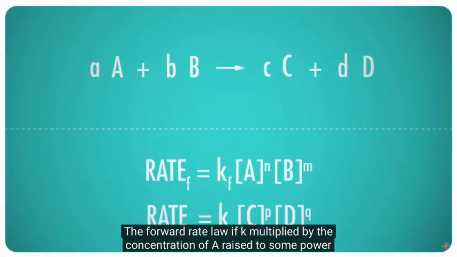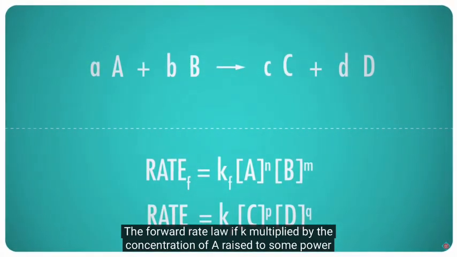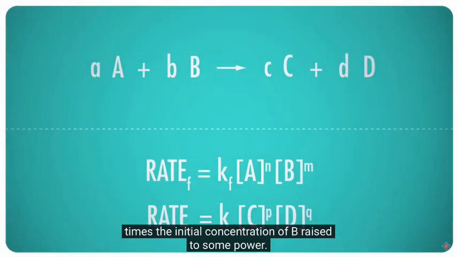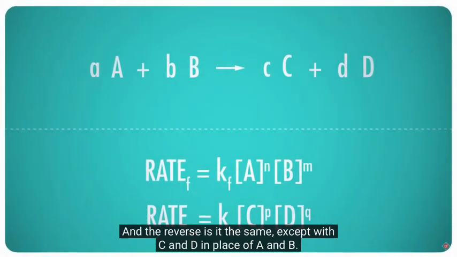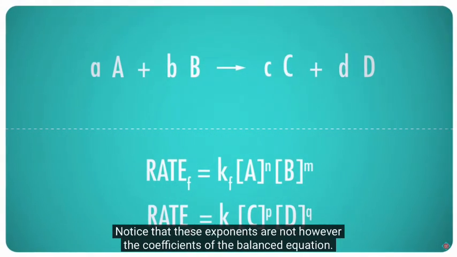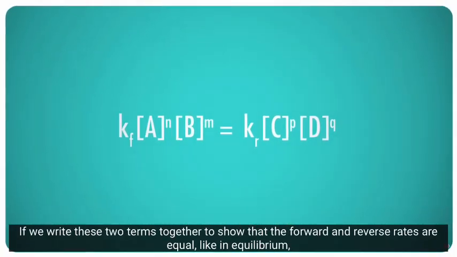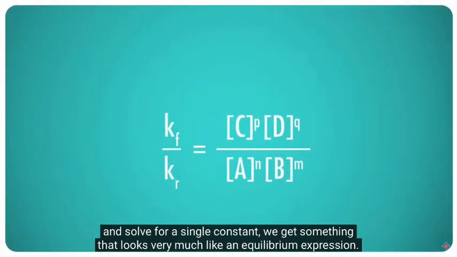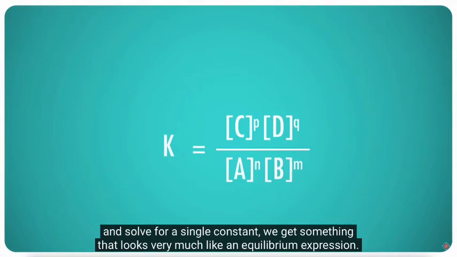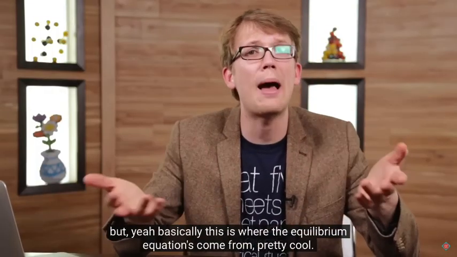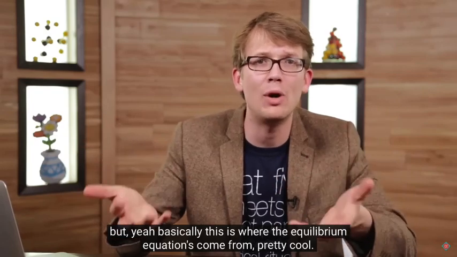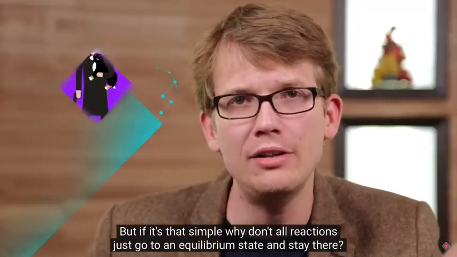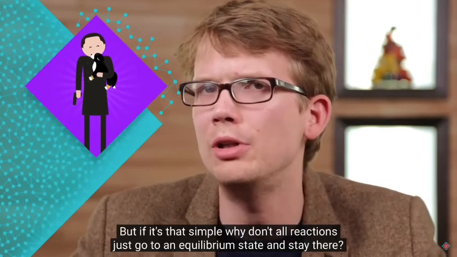So forward rate law is K times the initial concentration of A raised to some power times the initial concentration of B raised to some power, and the reverse is the same, but with C and D in place of A and B. Notice that these exponents are not, however, the coefficients of the balanced equation. If we write these two terms together to show that the forward and reverse rates are equal, like an equilibrium, and solve for a single constant, we get something that looks very much like an equilibrium expression. For mathematical reasons, the exponents don't translate, but yeah, basically this is where the equilibrium equations come from. Pretty cool. But if it's that simple, why don't all reactions just go to an equilibrium state and stay there?